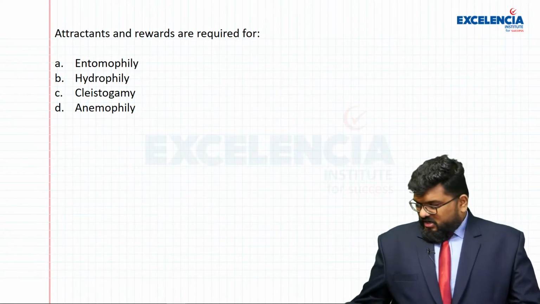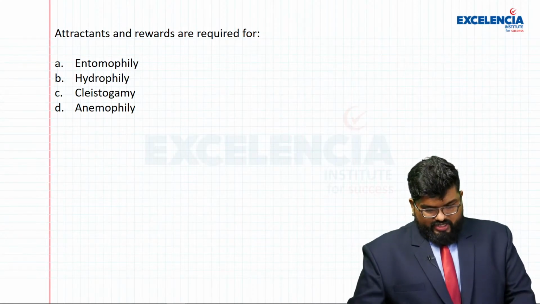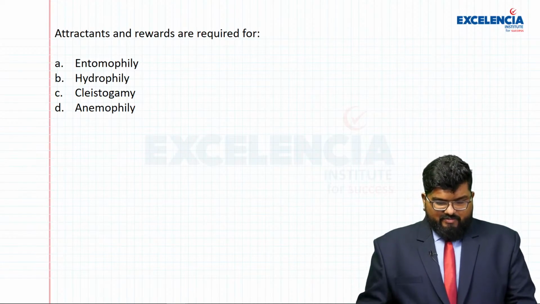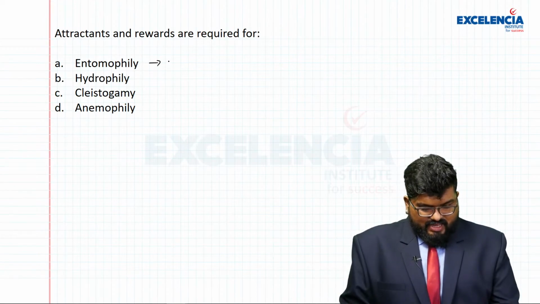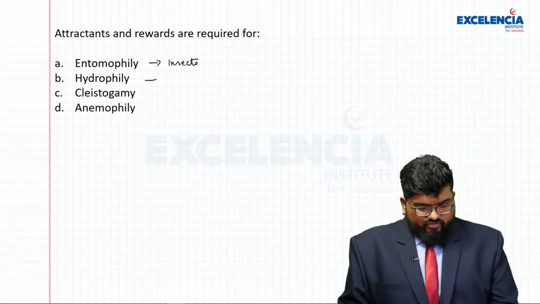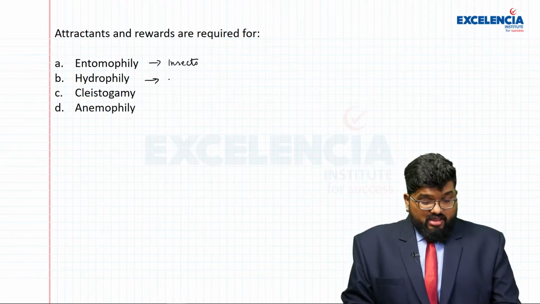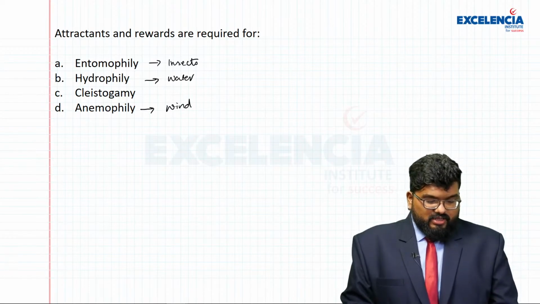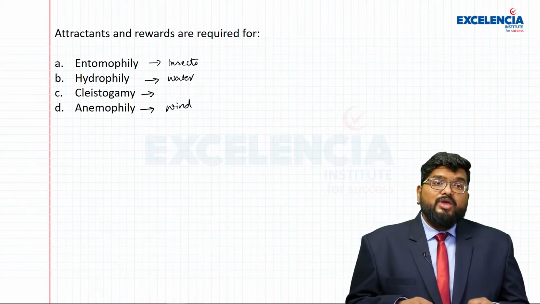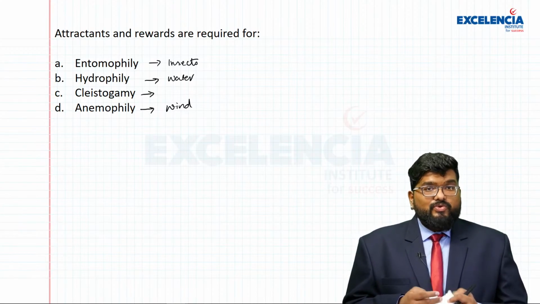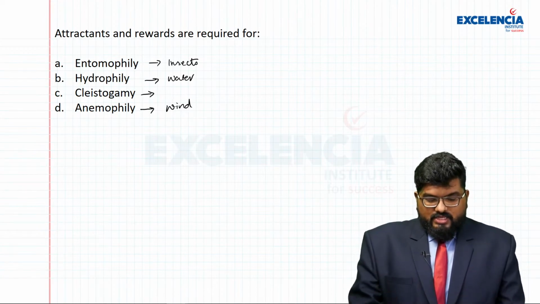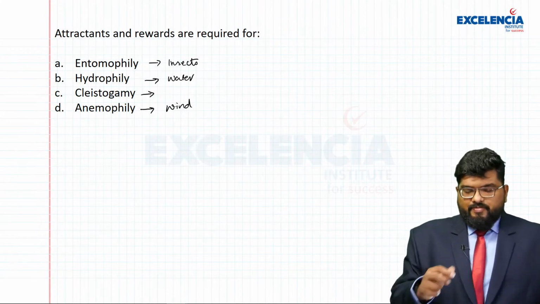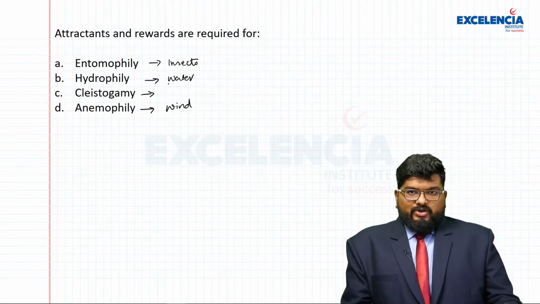Attractants and rewards are required for entomophily, hydrophily, cleistogamy, and anemophily. Entomophily is the pollination by insects, isn't it? Hydrophily is the pollination by water. Anemophily is the pollination by wind. And what is cleistogamy? Cleistogamy is the process where the flowers don't open, right? So the flowers are closed, and this leads to self-pollination. So obviously in cleistogamy, self-pollination is occurring.